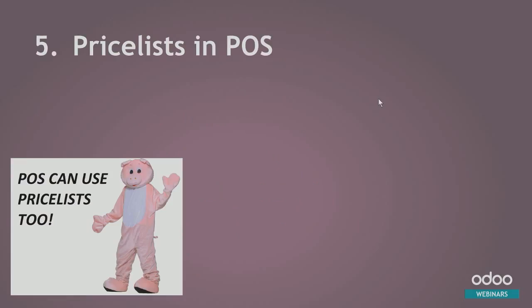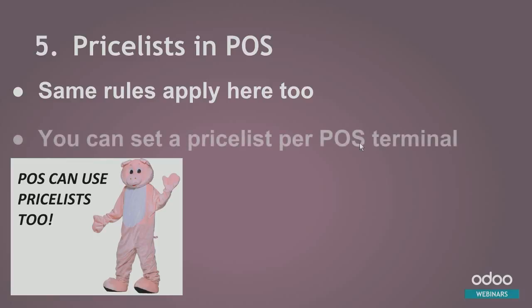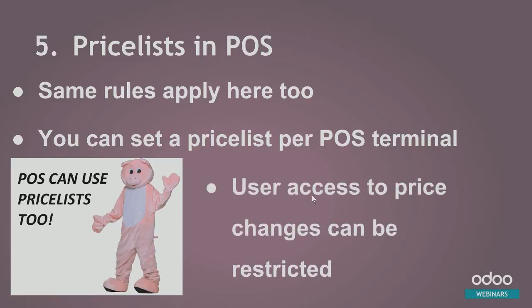So finally, the other way that I want to showcase how price lists are used is through point of sale. And once again, the same rules apply here too. The only real difference is that you can also make it terminal specific or point of sale cash register specific. So you set a specific price list per terminal. And then depending on how you want it to be set up, you can make it so that the person operating that terminal might be able to manually select a price list as well. But you might want to restrict that.